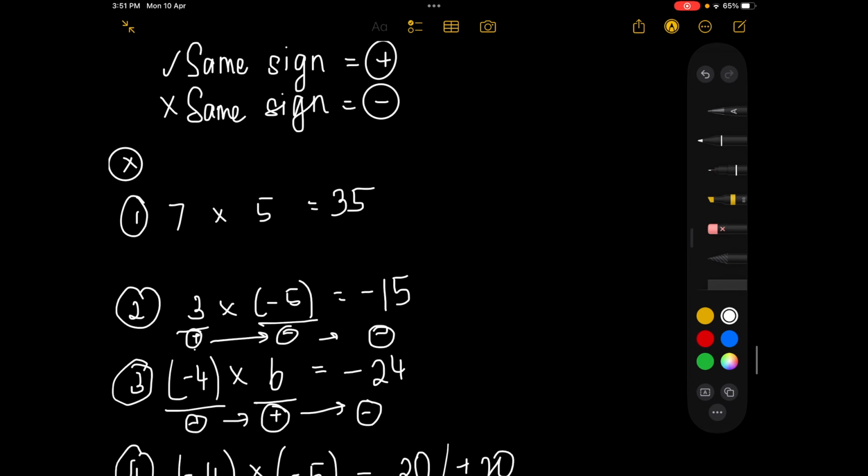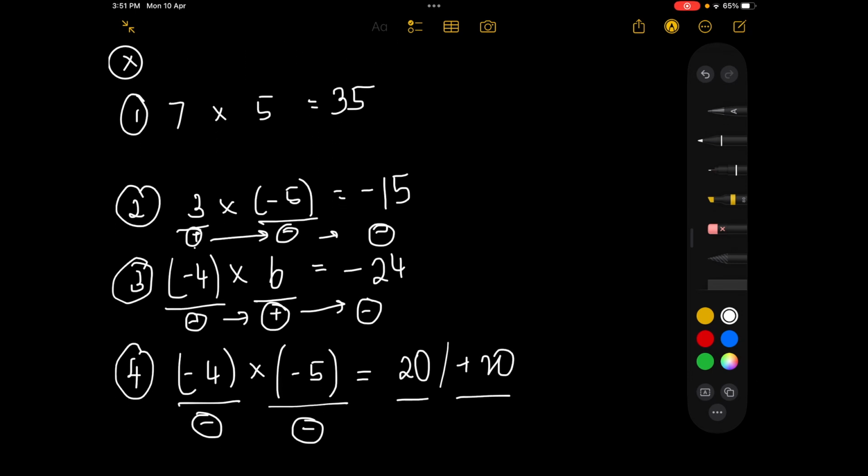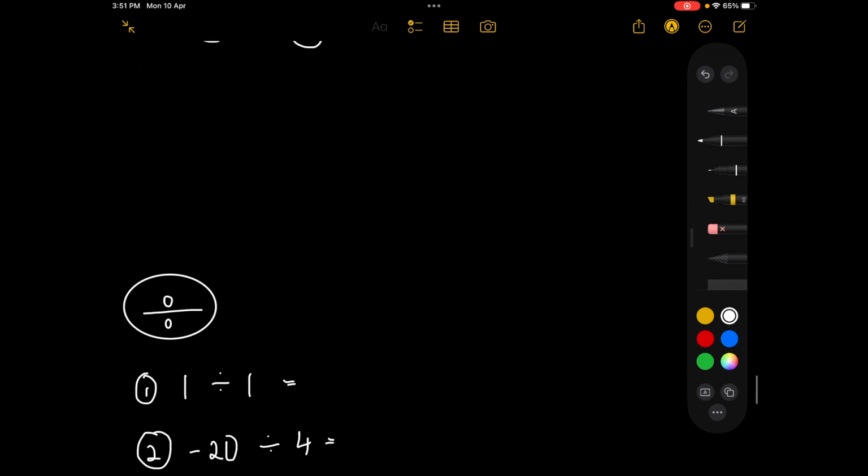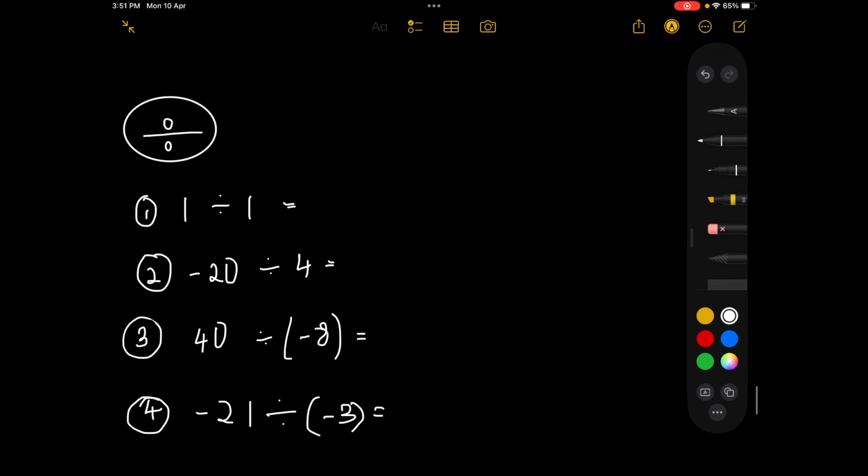Alright? That's for multiplication. And you might think, what is so different about division? Good news for you, there is no difference. It's exactly the same. There's not even one bit of difference, except it's divide. So for division, we have the first question, the easiest question ever.